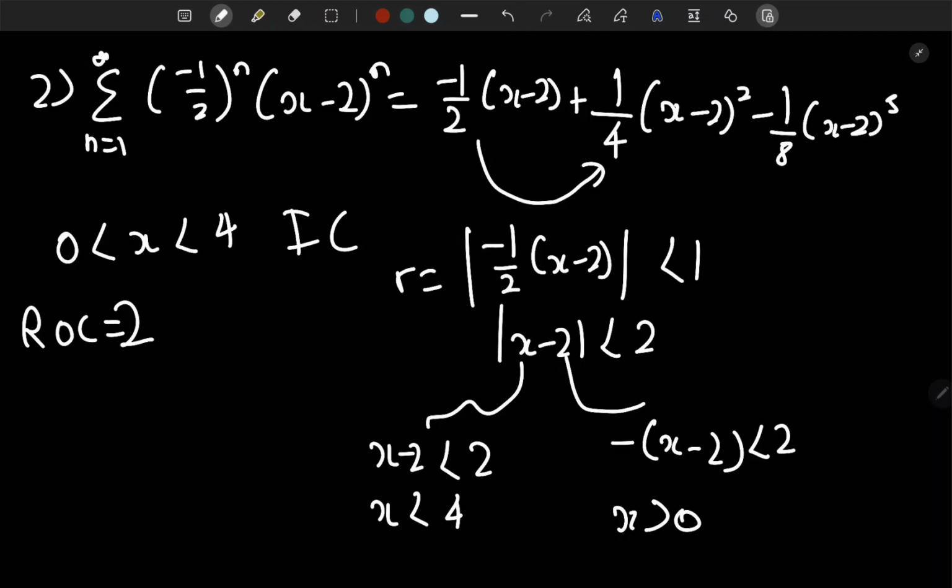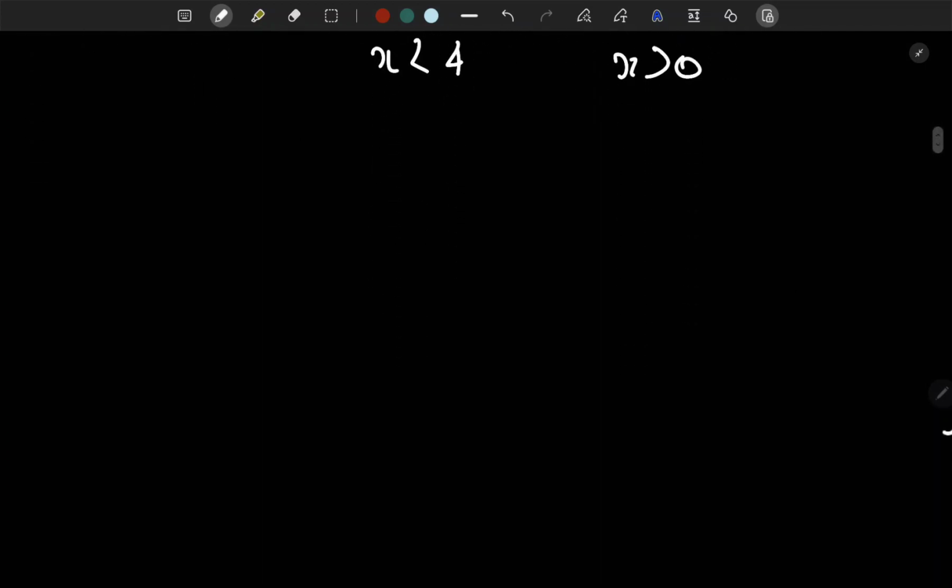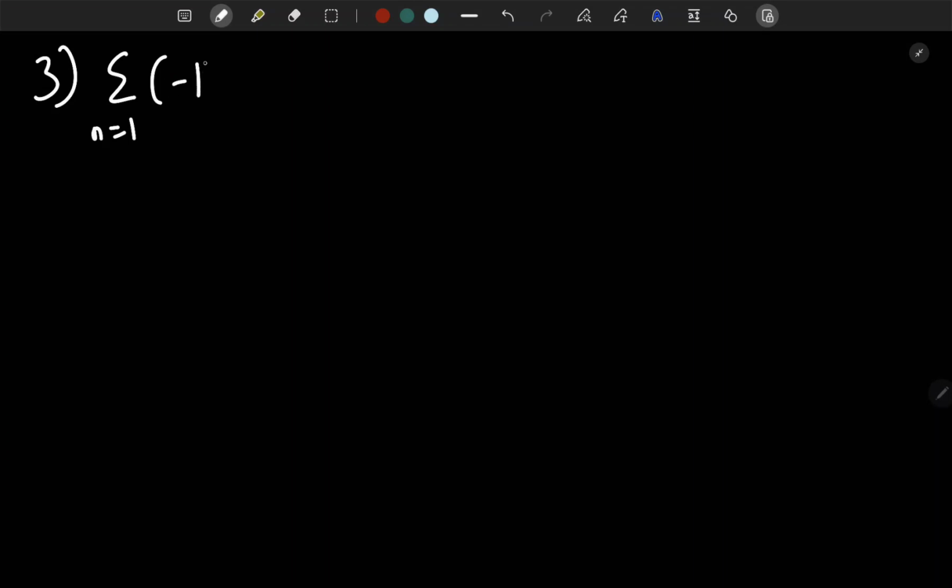So now let's move on to our last question. It's a more complex question, so I need your full attention. Question 3, we have the sum from n equals 1 to infinity of negative 1 to the power of n plus 1 multiplied by x to the power of n over n.